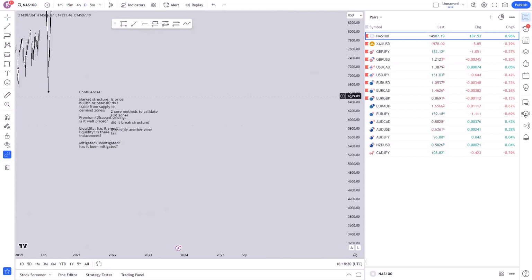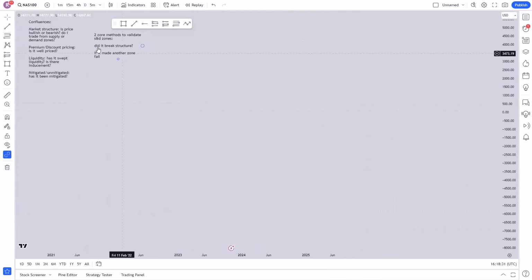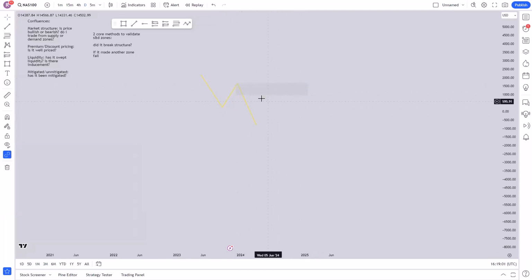Yeah, here it is. Okay, so I showed you already one of the core methods to validate a supply and demand zone: did it break structure? We showed you a bullish example. Now let's go through a bearish example. We've come down to the downside, made a low, pulled up, and we've broken this low. It took a lot of money to break that low, right? So we know there would have been some nice supply within this range, because the sellers stepped in to break that low. So we have a break of structure.